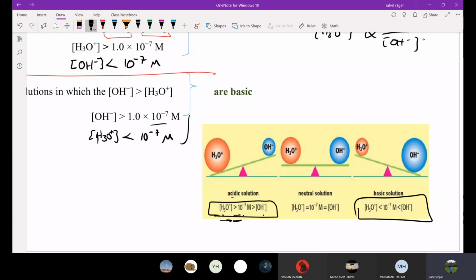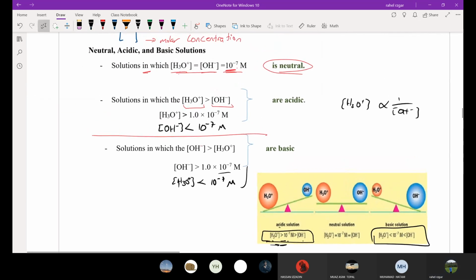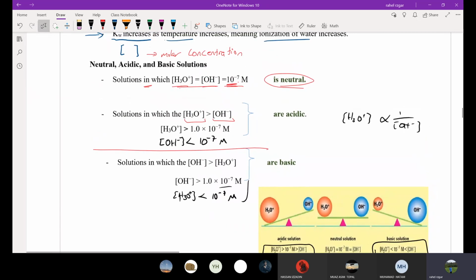Second, H3O is smaller than 10 to the power minus 7, but OH is bigger than 10 to the power minus 7, so it's basic. There were many times that questions were asked just using these terms.